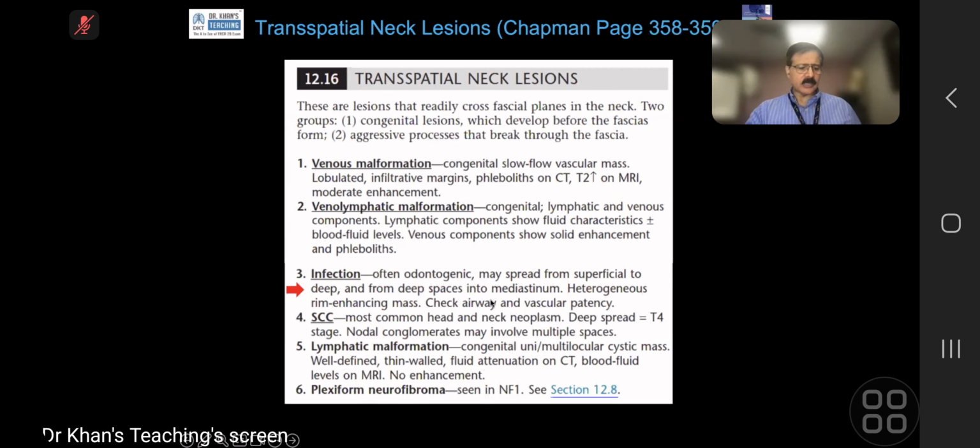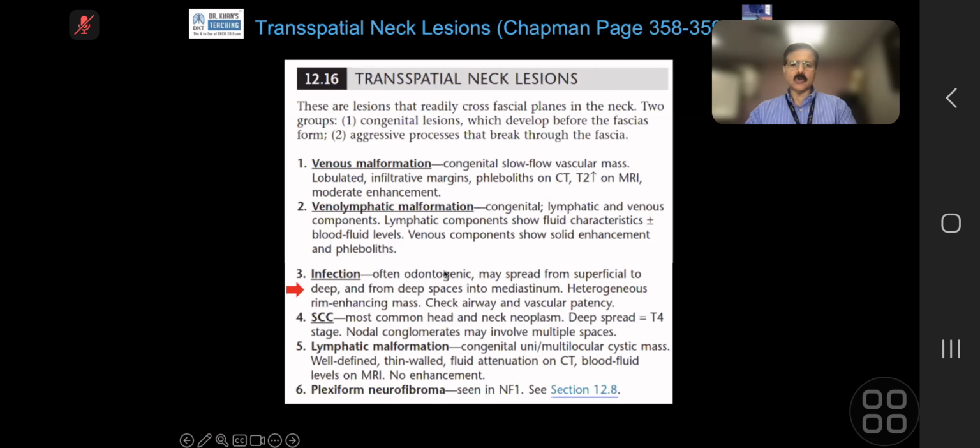And many cases which I am going to show you are just for pattern recognition, but this one is for teaching. Now, this is from your Chapman transspatial neck lesions. And so where a lesion in the neck goes from one space to a second space, what can that be? And infection is one of them.